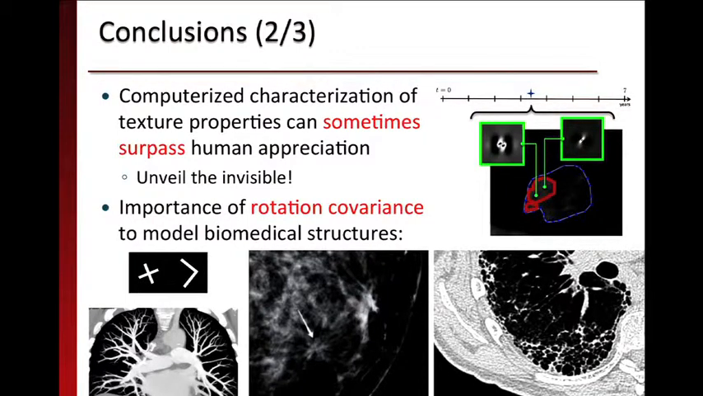I would like to recall again the importance of rotation covariance to model biomedical structures, because I think that what's most important is not the global distribution of directions in the images, but really how these directions are intersecting. So, for example, in a bronchovascular tree here, or in a spiculated nodule, or even here to characterize reticulation.